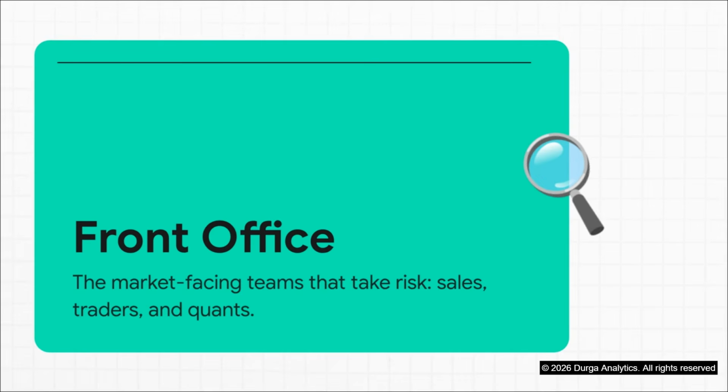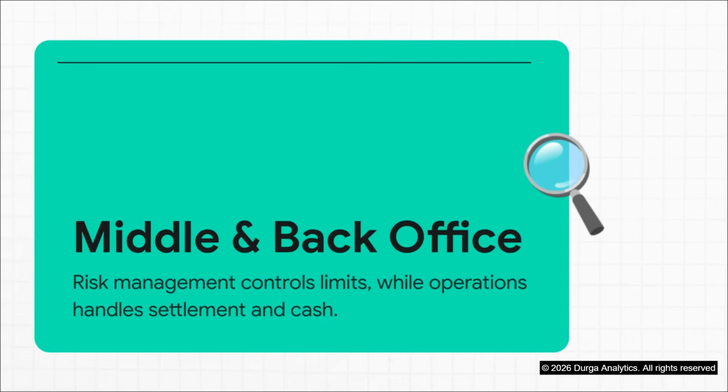You're a primary driver of the revenue generation. Now, directly below the front office, we have the middle and back office. The middle office is risk management. Think of them as your independent validation pipeline. They are constantly checking that the front office isn't taking on more risk than the bank actually allows.